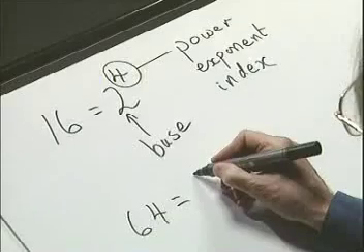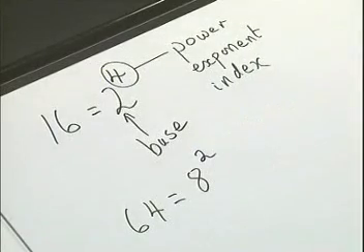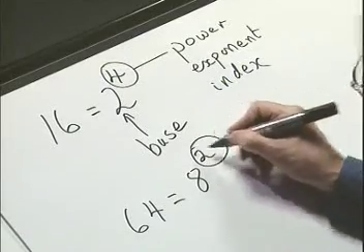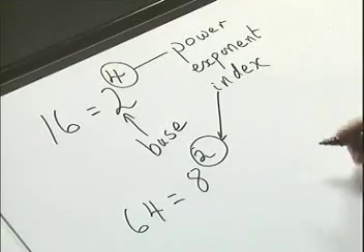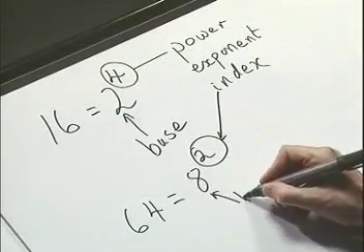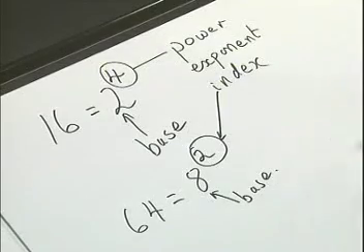So, another example might be 64. 64 is 8 to the power 2. So in this case, the 2 is the power, the exponent or the index, and here 8 is the base. So, having got the language clear for indices or powers, what about logarithms? Well, let's see what the motivation might be for wanting to use logarithms.